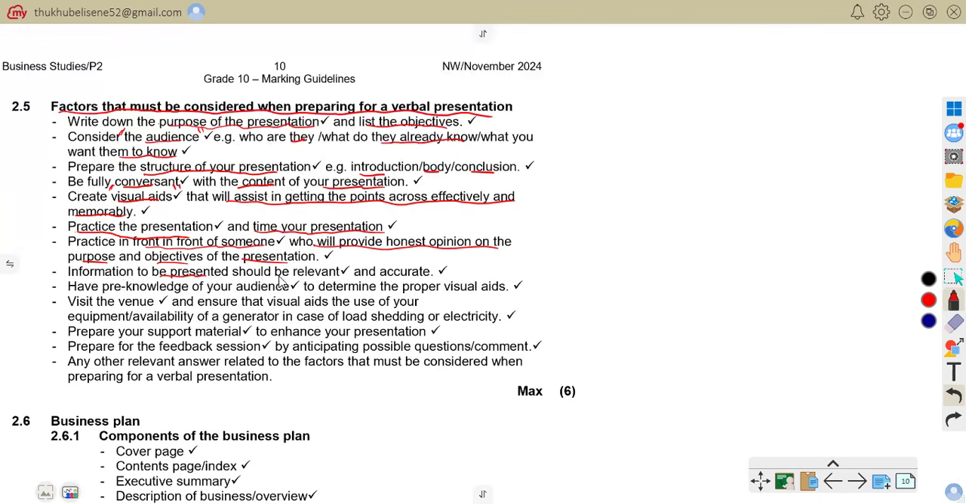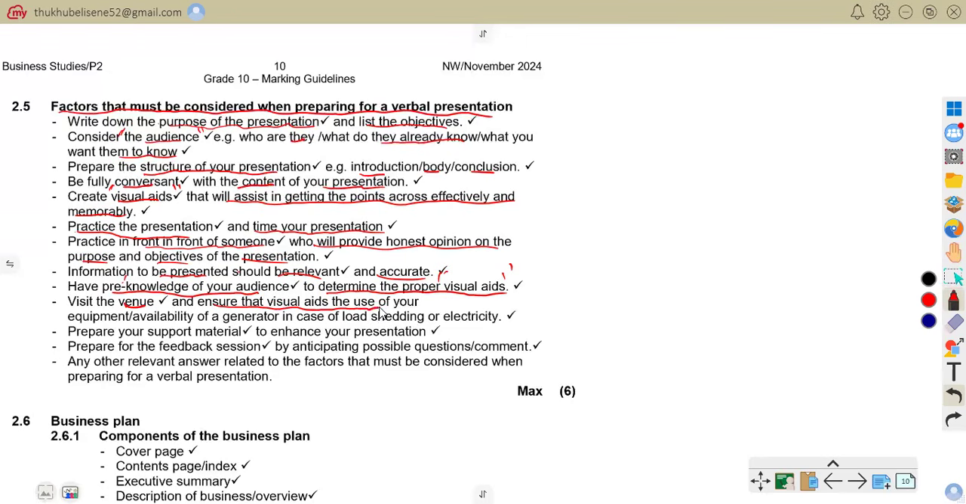Information to be presented should be relevant and accurate. Make sure that the information you are going to come up with is relevant to the topic. Don't be off topic. Have pre-knowledge of your audience to determine the proper visual aids. Know your audience. If you are going to present to youths or to elderly people, that will help you come up with the correct visual aids. Have that pre-knowledge.